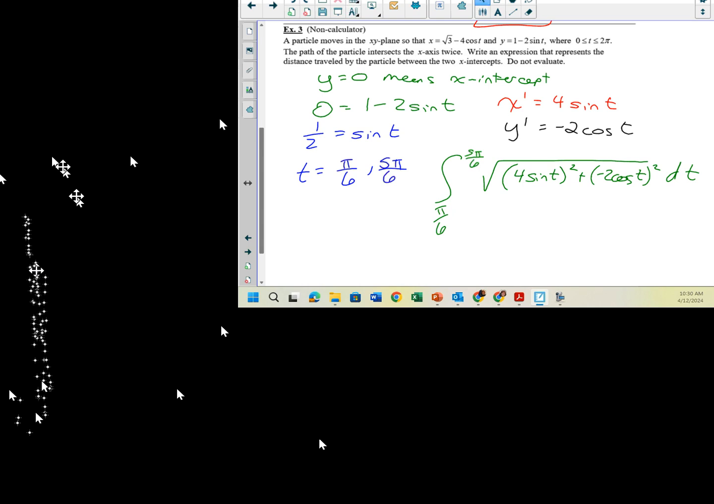Oh, yeah. That's the kicker, because it says don't evaluate. If it had said I need to evaluate, then I need to do something else. Yeah, because there's no way to simplify that nicely. Because if they were both fours, then I could simplify it nicely. But not.